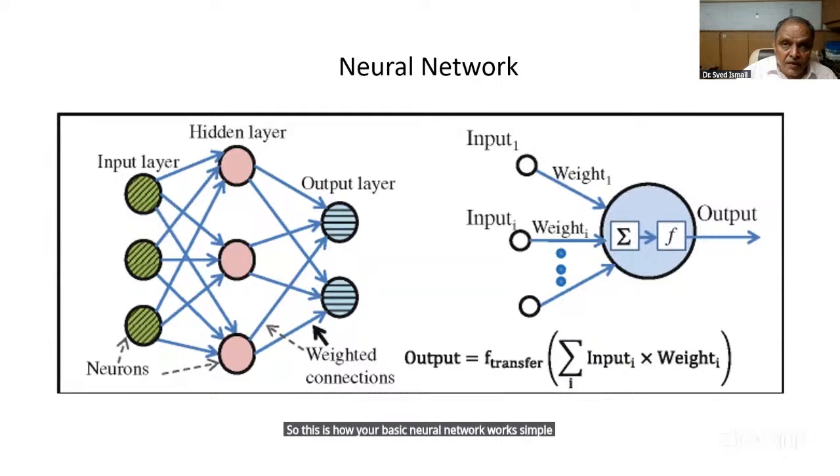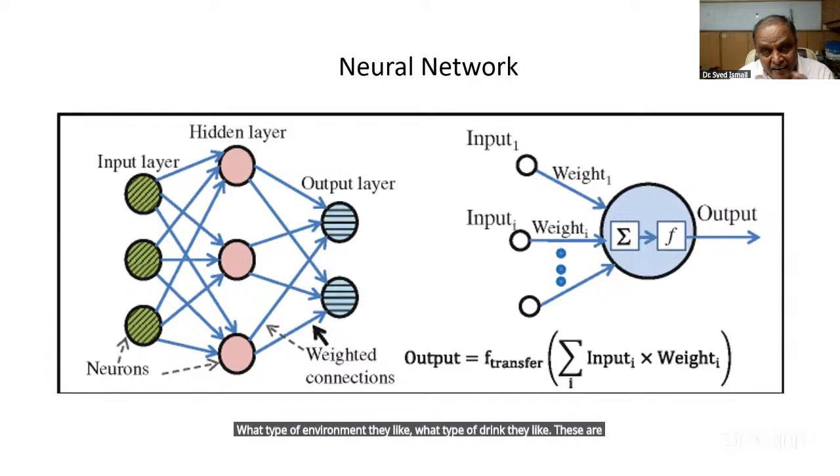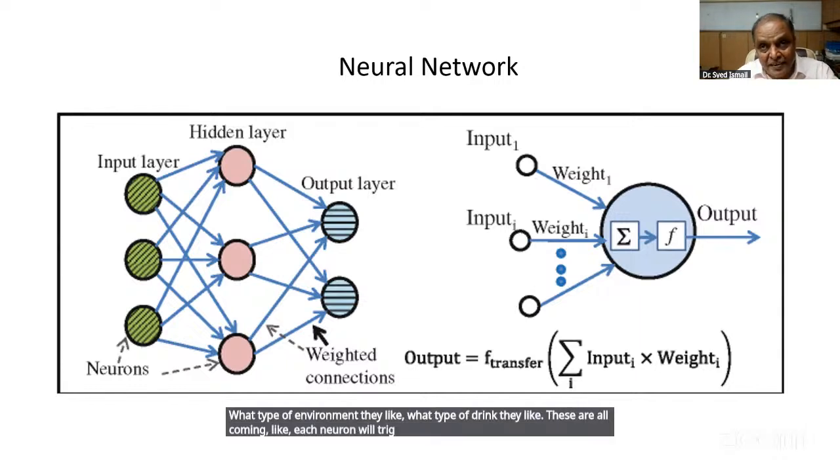Simple. It is something I also compared last time. A guest is coming for you from South India, from Punjab, and from Thailand. What type of food to cook? What type of environment do they like? What type of drink do they like? These are all coming in, and each neuron will trigger for this country or that particular one. Ultimately, you make the decision. You find out what inputs are to be given and what output comes.